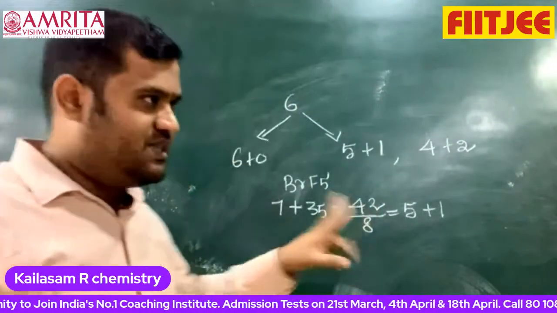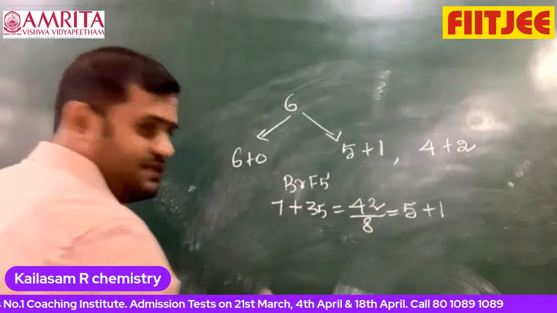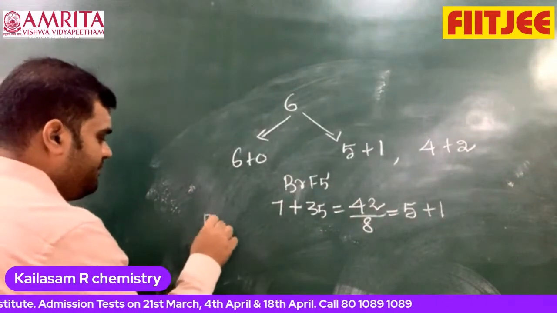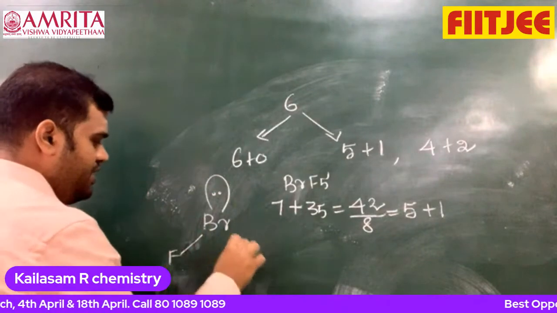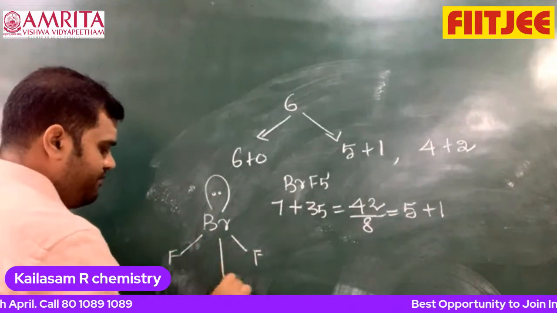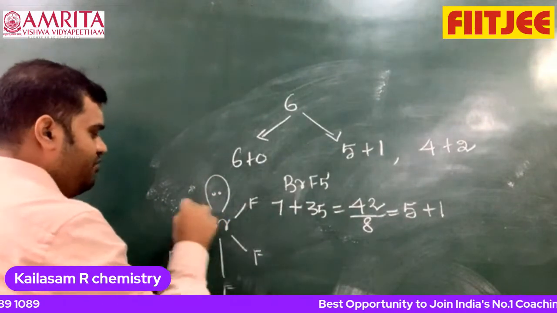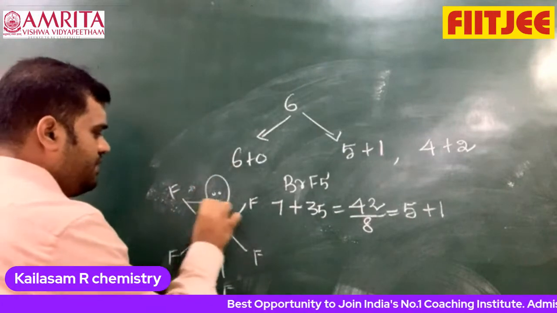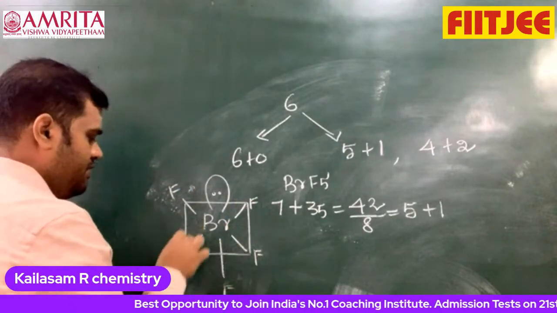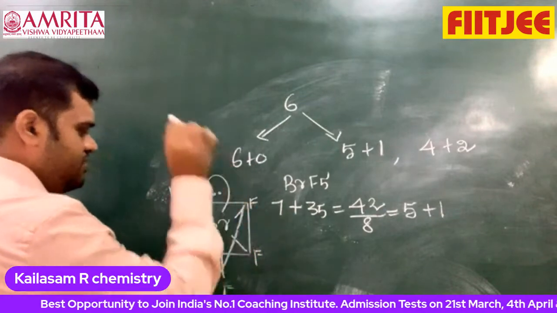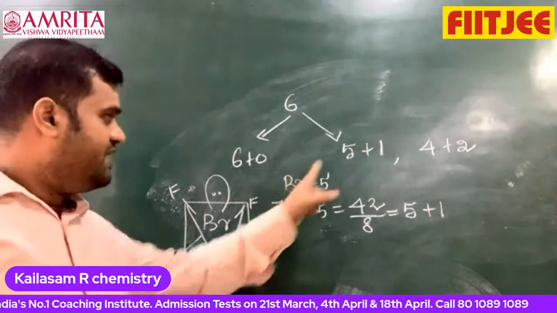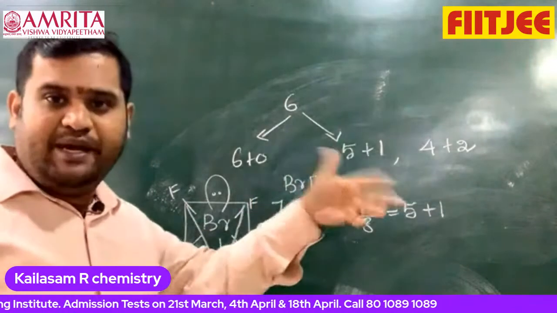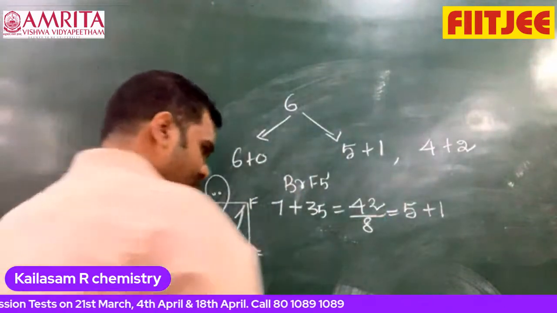So now I can say, listen, here one lone pair, fluorine. So this is called square pyramidal. If it is 5 plus 1, it comes square pyramidal. Now take the example of the next one.